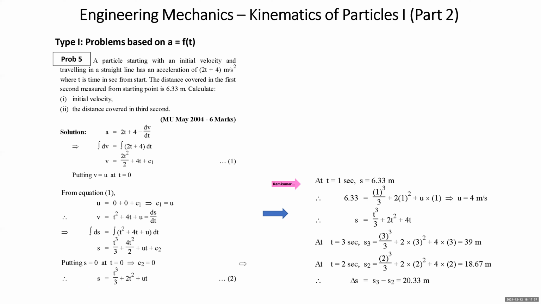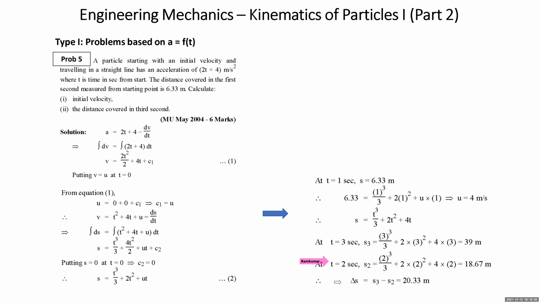6.33 is equal to 1 cube by 3 plus 2 into 1 square plus u into 1. You get u as 4 meter per second. This way you arrive at initial velocity, which is unknown, as 4 meter per second. Substitute the value of u in the displacement expression. You get s as t cube by 3 plus 2t square plus 4t. At t is equal to 3 seconds, substitute the value of t is equal to 3, you get the displacement covered in 3 seconds. Put t is equal to 2 seconds, you get displacement covered in 2 seconds.